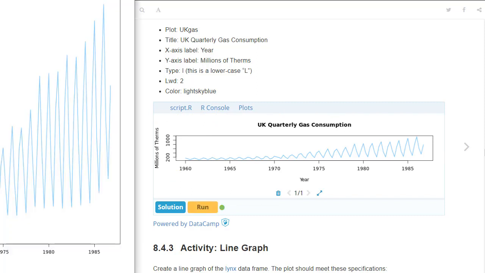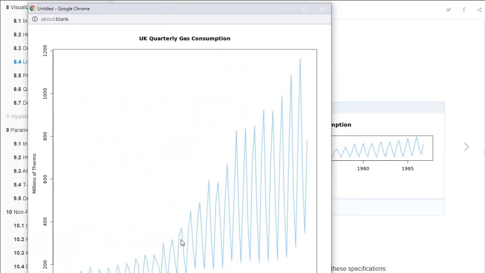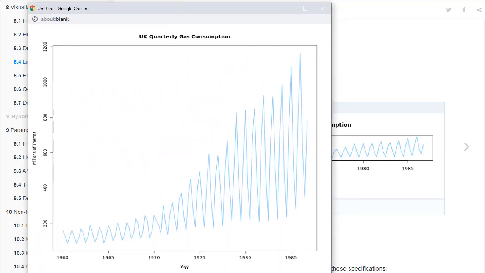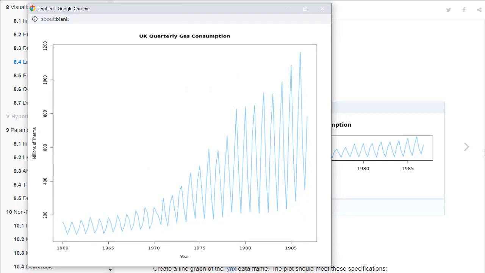you can see that in general the gas consumption in the United Kingdom has increased over the period of time, and that as time goes on, the amount of gas used in a winter becomes very greatly distanced from the amount of gas used during the summer.